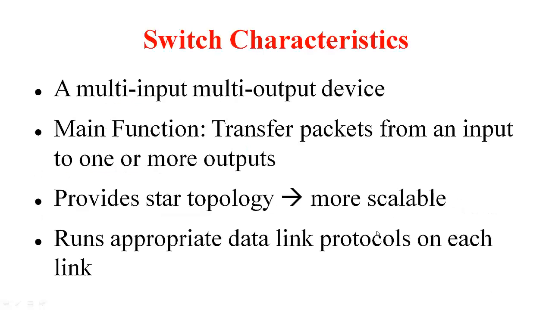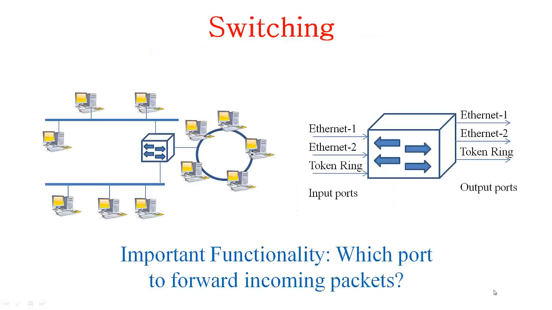We have covered this before. A switch is nothing but a multi-input, multi-output device whose main function is to move packets or frames from one input to another output. This provides a star topology. This makes the switching architecture very scalable. Not only that, for a given interface or a link, it runs appropriate data link protocols. This figure explains the same thing better.